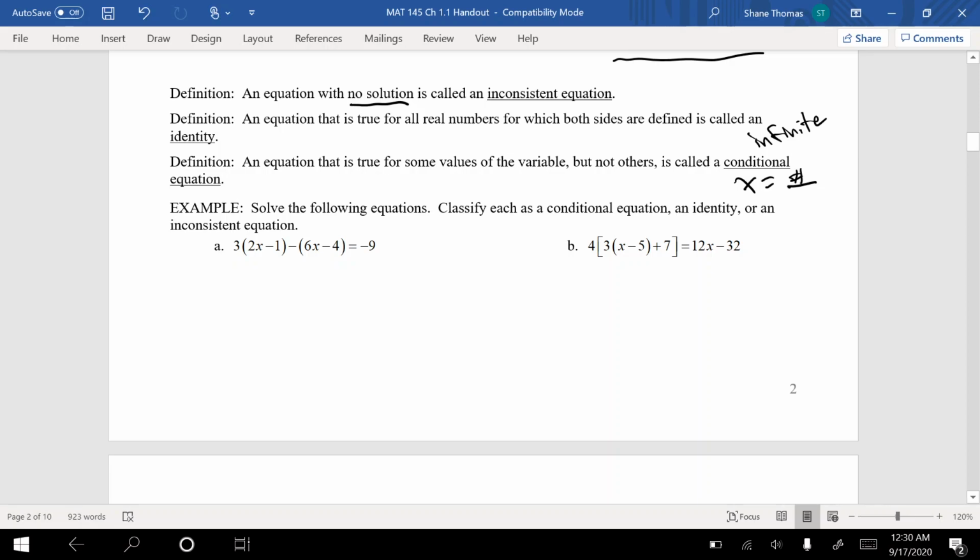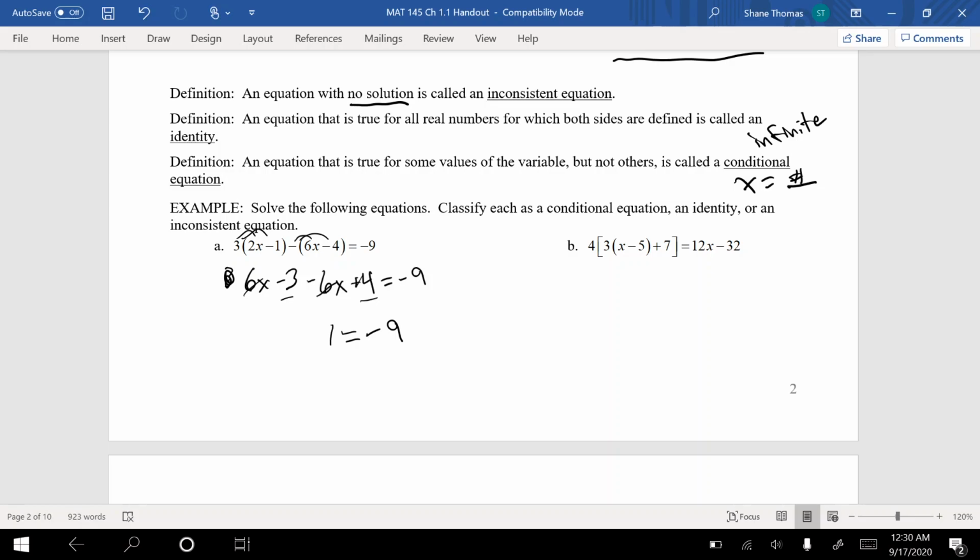First step, we want to get rid of the parentheses, so I have to distribute here and I have to distribute here. I distribute the first one. I'm going to have 3 times my 2x, which is going to be 6x minus 3. Second set, I have to distribute the negative sign, so I'm going to have negative 6x plus 4, and that's going to be equal to negative 9. Combine like terms. 6x and negative 6x is going to go away. Negative 3 and positive 4 is going to be a positive 1. So I'm left with 1 equals negative 9.